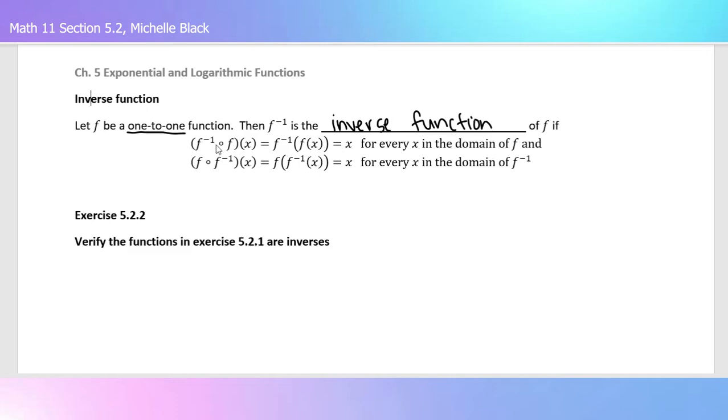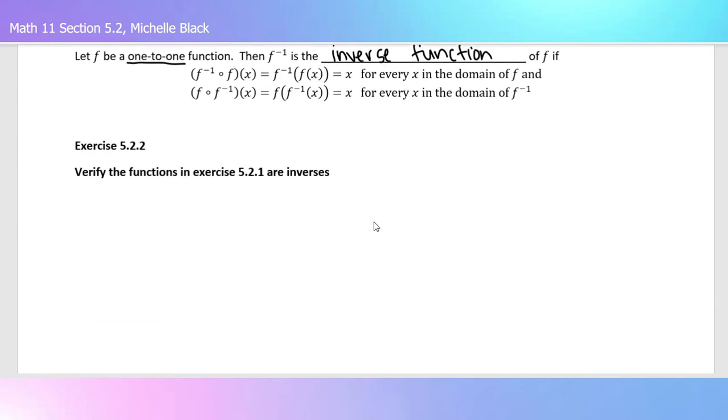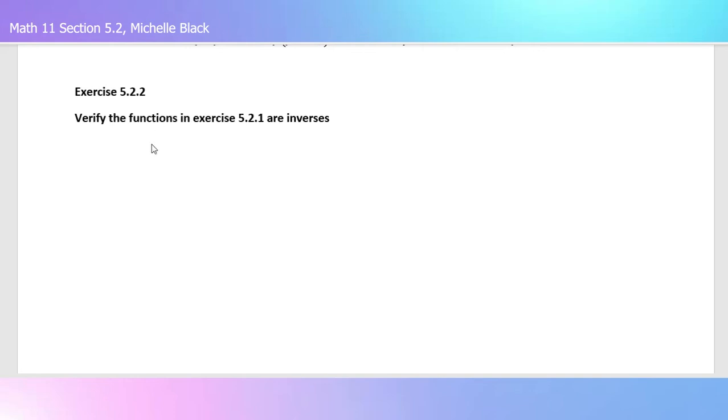if f inverse of f of x, or the composition of f inverse and f, equals x for every x in the domain of f, and f of f inverse of x equals x for every x in the domain of f inverse. So basically you want to do both compositions, and each time you want to get back just x as your answer. So we're going to verify that the functions we just found in exercise 1 are actually inverses by doing that composition. So what we had for f of x was the cube root of x minus 2, and what we found for f inverse was x cubed plus 2.